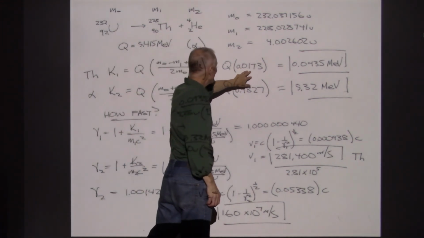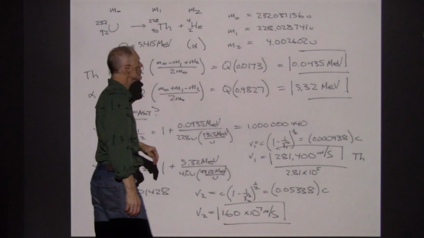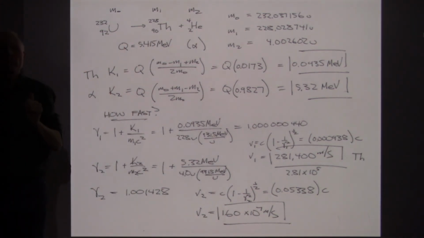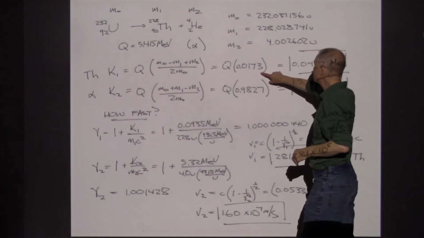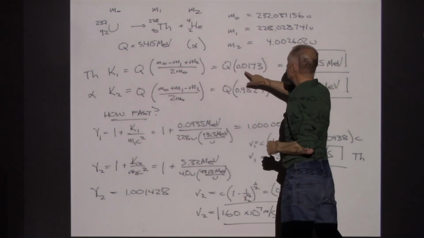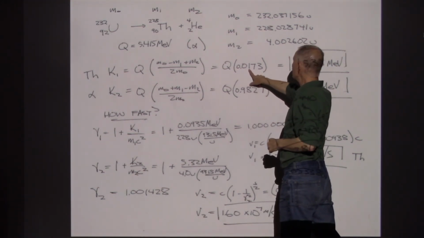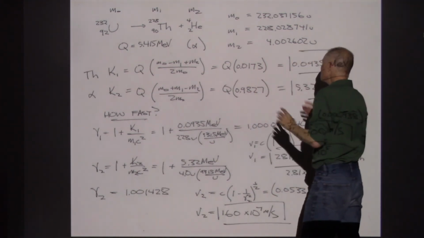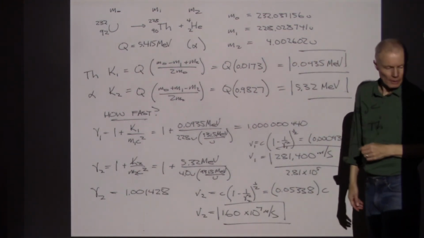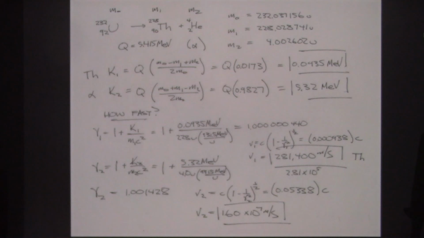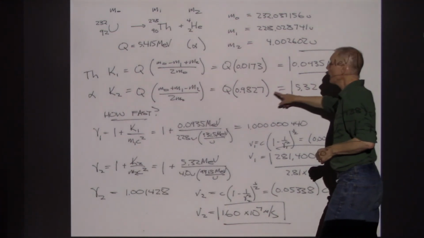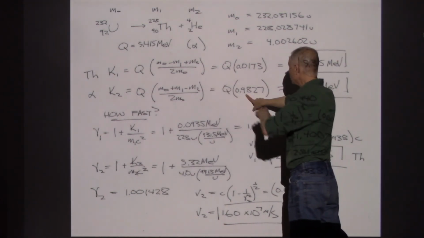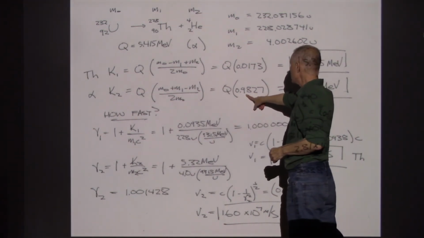Now what I did is an intermediate step here. I was curious to actually see the way that this divides up. And so I first of all calculated just the portion in the parentheses. And look, the thorium is getting, you know, like 2% of the energy that's released goes to the thorium. And that results in 0.0935 MeV. The alpha particle gets 98%.